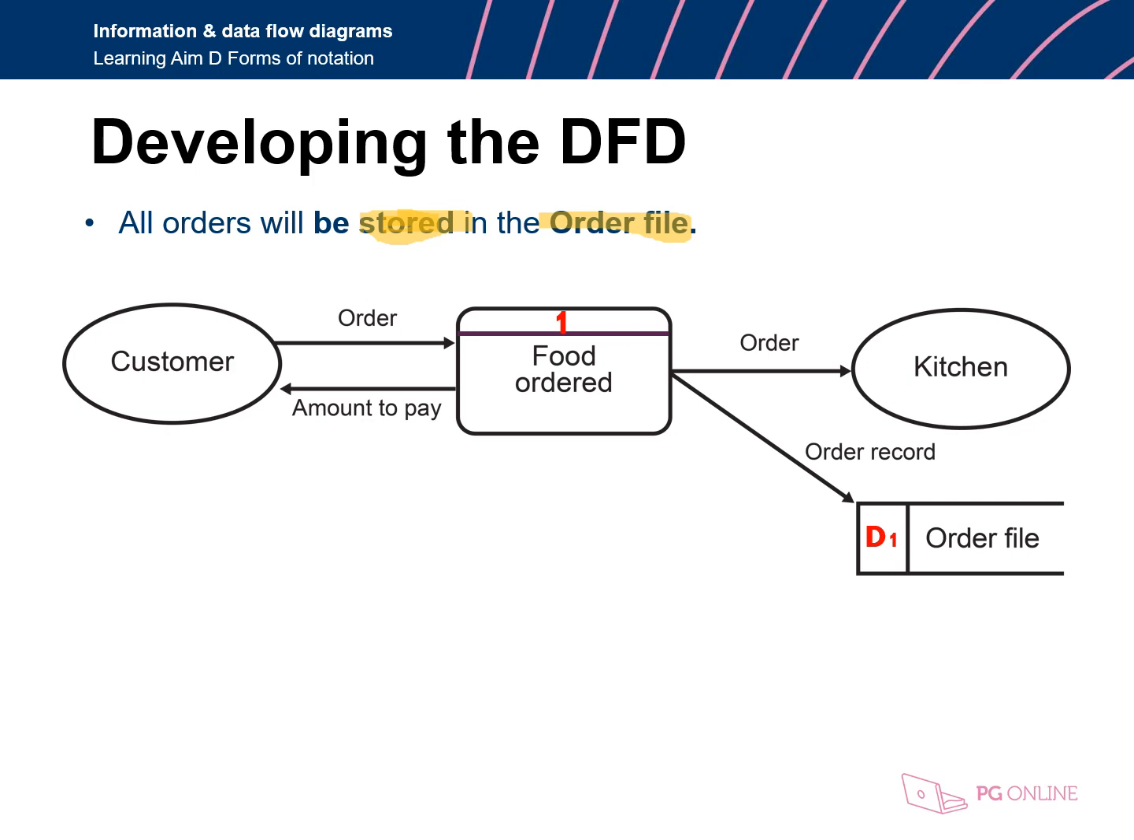diagram to the next stage, where I have the ordered food process also going into a file, which we know as the order file from the question set, and I've done it as D1 for digitally. This means the computer will record the order itself without a member of staff having to store it.